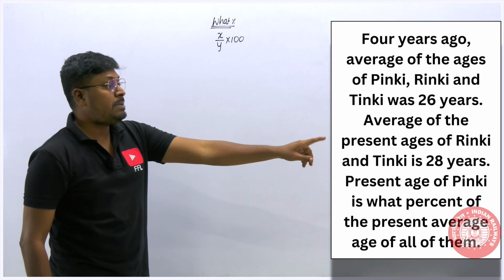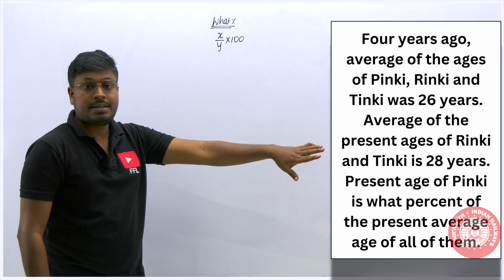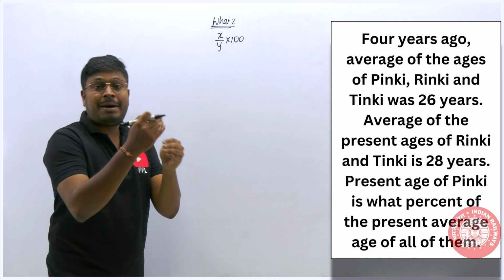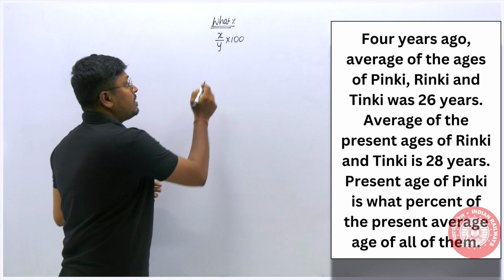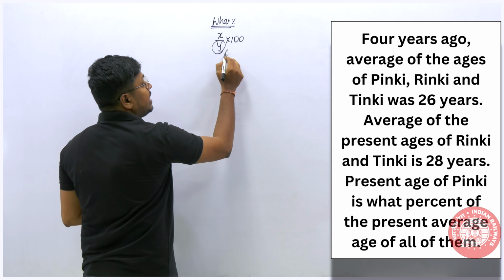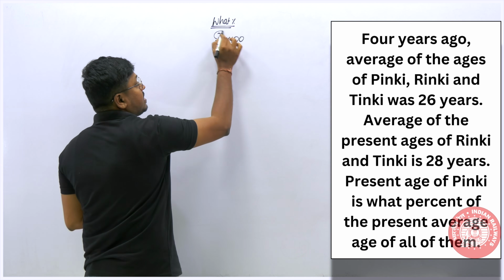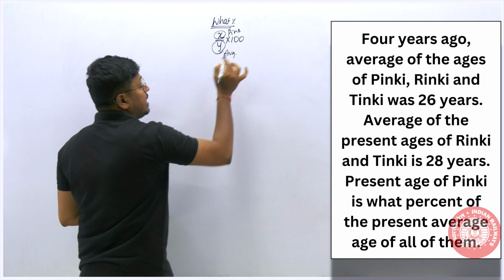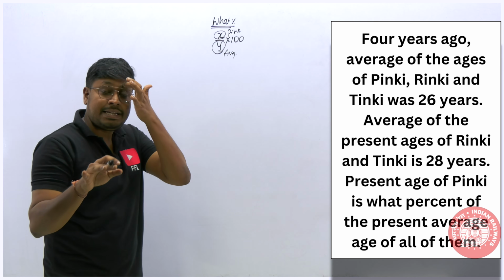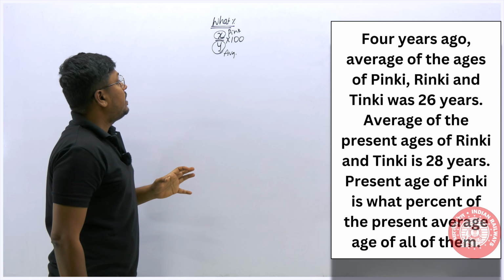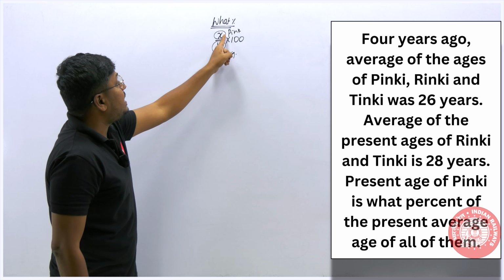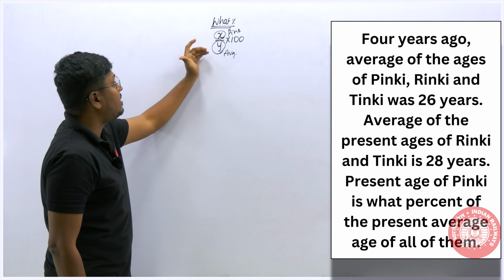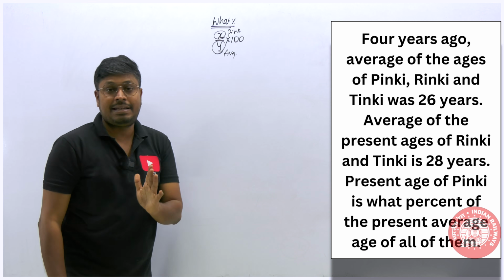So here you can see the present age of Pinky is what percentage compared to the average age of all the persons. So the comparison should be with the average age of all the persons. So the y value is the average age of all the three, and the x value is the present age of Pinky. So Pinky's present age divided by the average age of all the persons into 100. Now let's find the present age of Pinky first, because after that we can find the average age easily. First let me find Pinky's present age.